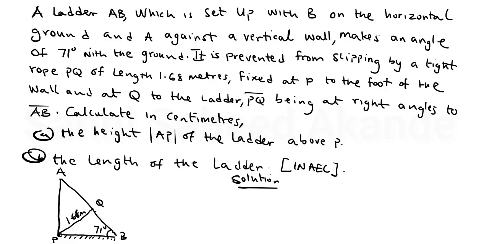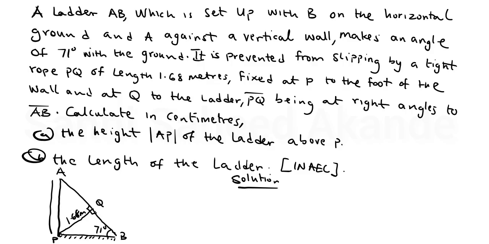Then PQ being at right angles to line AB. Okay, so this is a right angle. Understood. Then calculate in centimeters the height AP. So we want to calculate this line AP. And then we will also calculate the length of the ladder, which is line AB.